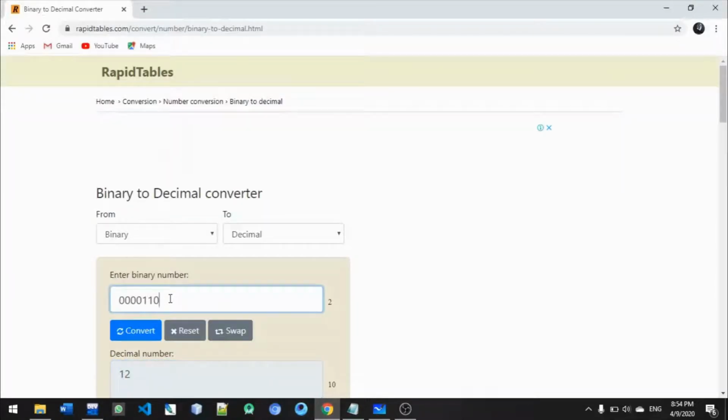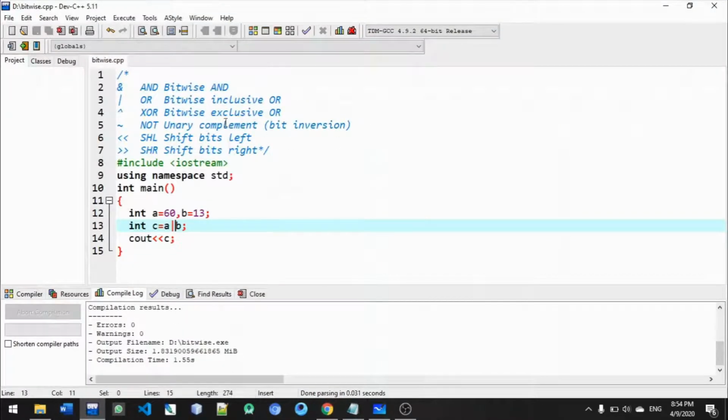Here we have 2 0, then 4 1 1, and then 0 1. Let's convert it, 61. So see this. Okay guys, now let's go toward one more. We have XOR. So what does XOR do? Let's first compile it. F11.